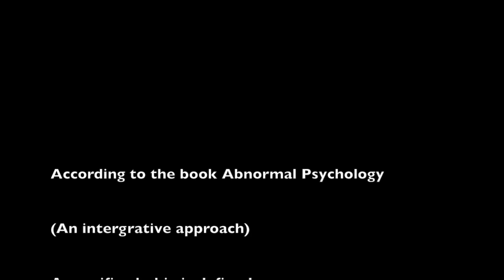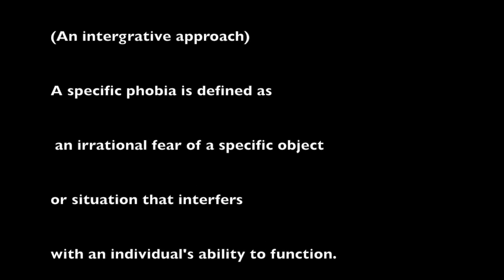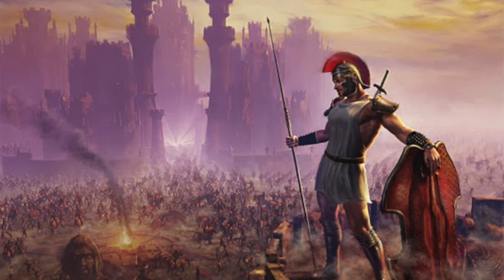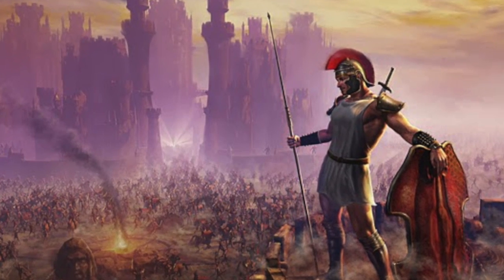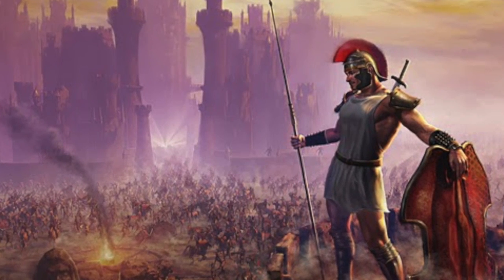According to the book Abnormal Psychology, a specific phobia is defined as an irrational fear of a specific object or situation that interferes with an individual's ability to function. In the earlier versions of the DSM, the specific phobia was originally called simple phobia, but we all know that it's much more complex than just a simple phobia. A quick little backstory: Phobos, meaning terror or fear, was a Greek god who traveled into battle with his father, Ares, the god of war.